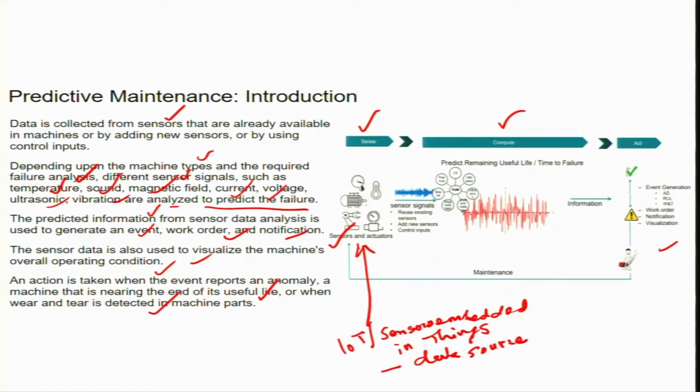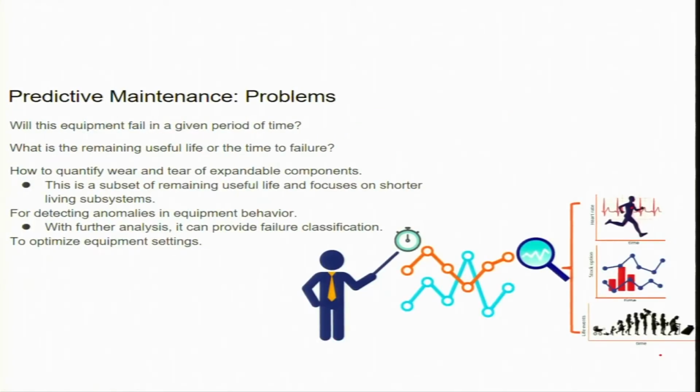Therefore, what we have told you here about the introduction of predictive maintenance is that the sensors will monitor the machines, its parameters such as temperature, sound, magnetic field, current, voltage, ultrasonic, vibrations, etc., and send this particular data for performing the computations. So, this sensor data is often used to visualize the machine's overall operating conditions. So, the action is taken when the event reports an anomaly, a machine nearing the end of its useful life.